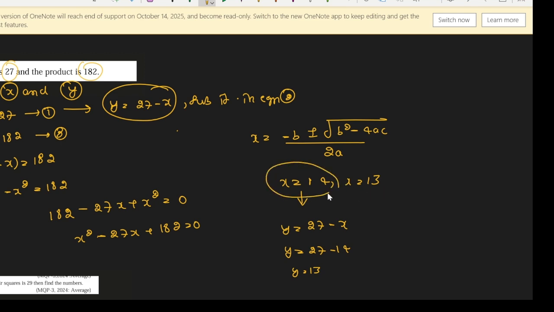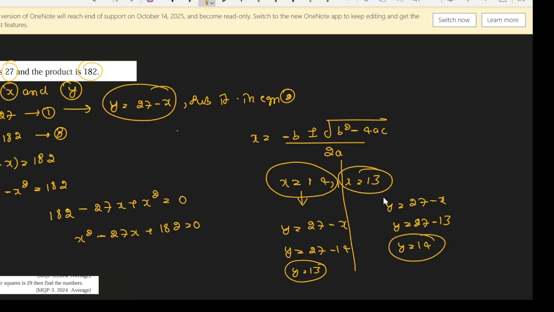If we take x as 14, we will get y as 13. Again, if I take x is equal to 13, then y will be 27 minus 13, that is y is equal to 14. So both answers are correct. You can conclude the answer like, so the integers are 14 comma 13, or else 13 comma 14.